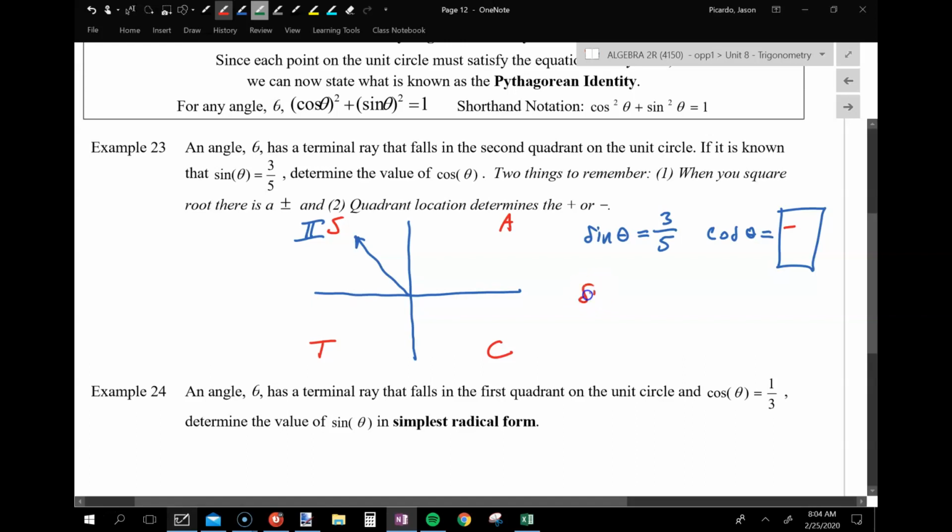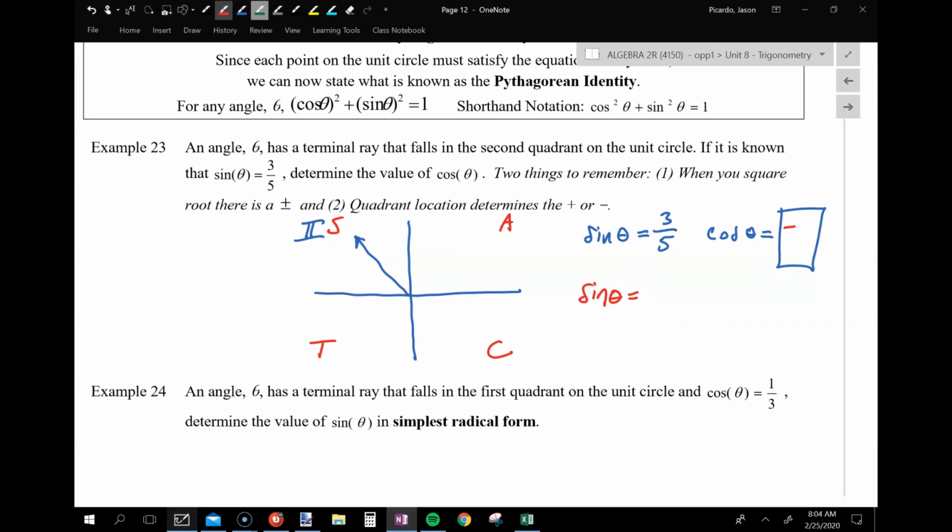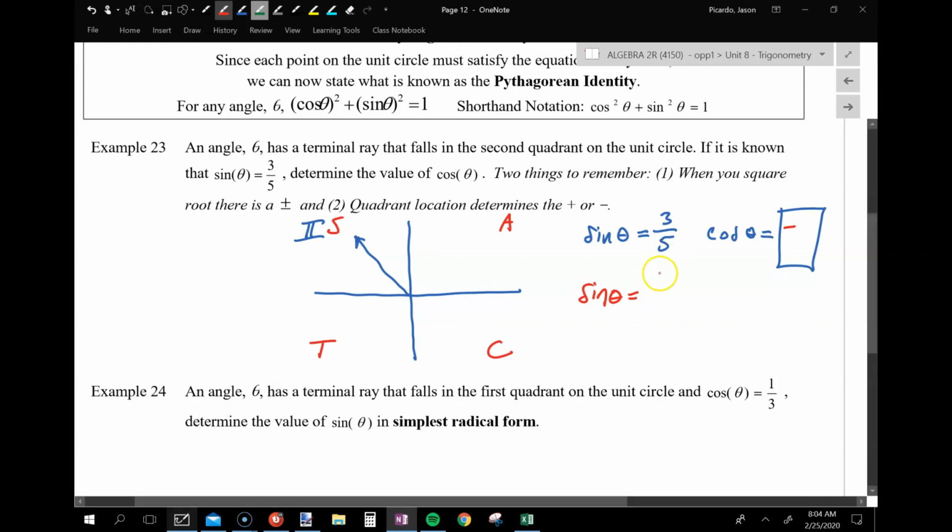Now, second question. Yesterday I gave you guys a saying. So, what two letters referenced sine? Sine of theta equals opposite over hypotenuse. So here I have a terminal ray, right? So were I to drop this down, I'd have this.